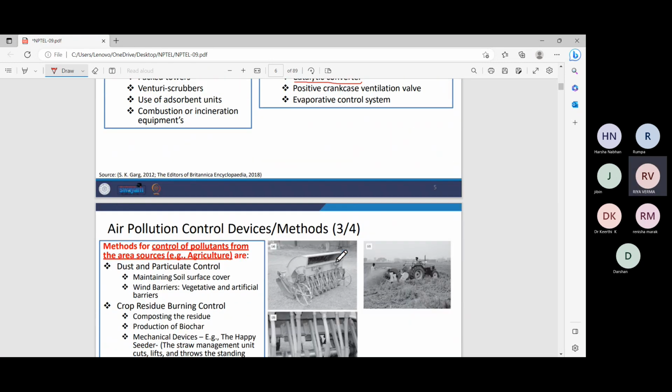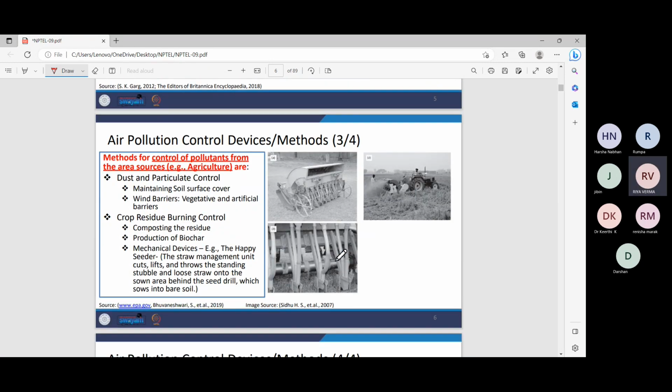Also there are some devices that are used to control the pollutants from the area sources, for example agricultural emissions. So for the control of dust and particulate matter, what we can do is maintain the soil surface cover. If we have vegetation over the soil, then particulates are not blown by the wind and they don't get suspended in the air.